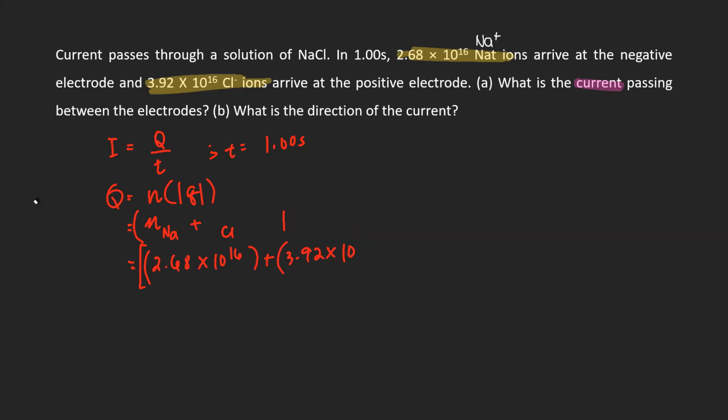1.6 times 10 raised to negative 19. That's what I wanted to say. So here, there you go. Calculate, and you'll be able to get 0.01056 coulomb.